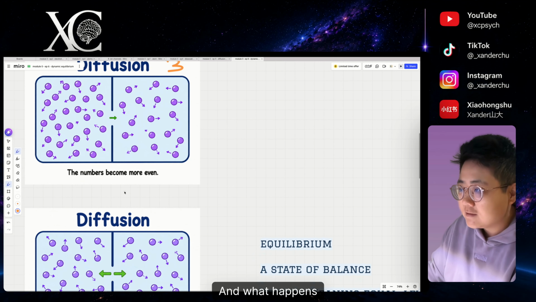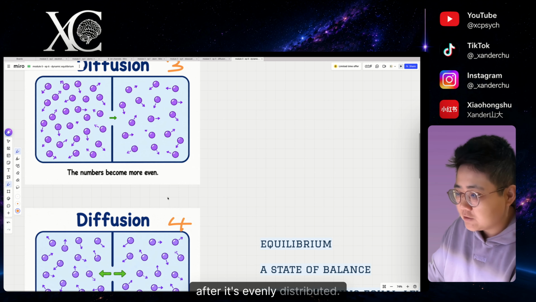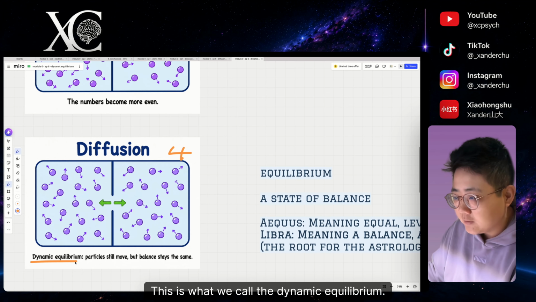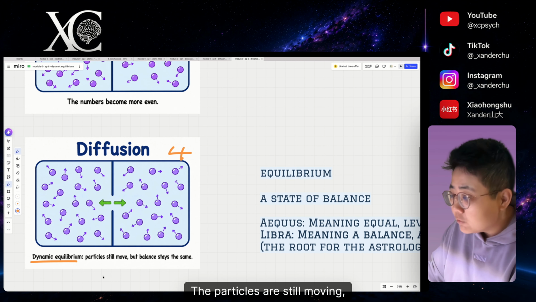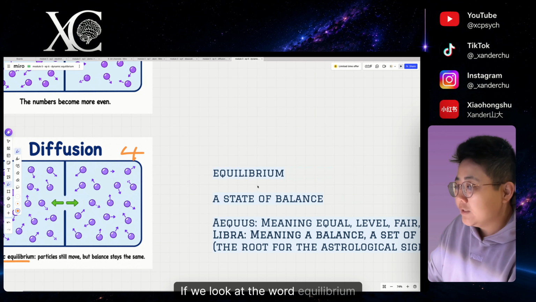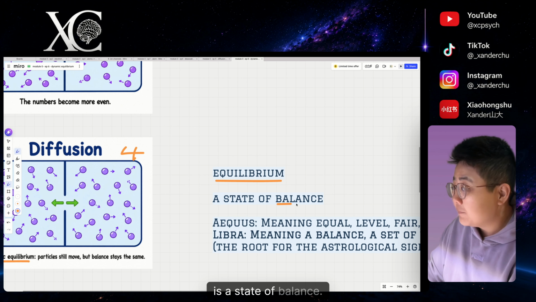And what happens after it's evenly distributed? This is what we call the dynamic equilibrium. The particles are still moving, but the balance stays the same. If we look at the word equilibrium, it's a state of balance.